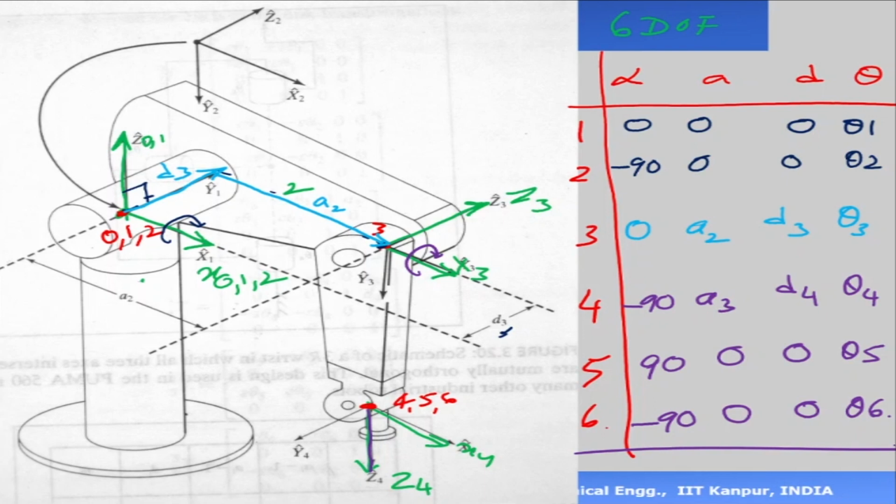As I was saying in my last class, please do this by yourself: assign the axes by yourself and write down the DH parameter table, and this should be clear, because most of the robots we'll be talking about would be 6 degrees of freedom. To do forward kinematics and inverse kinematics, this should be clear: how did this table come, and how are we going to proceed from there? So next, what do we do? We have to take each row of this table.